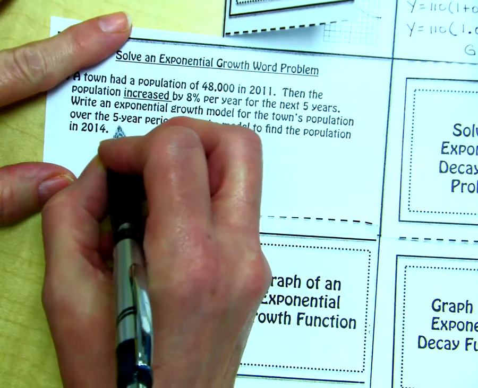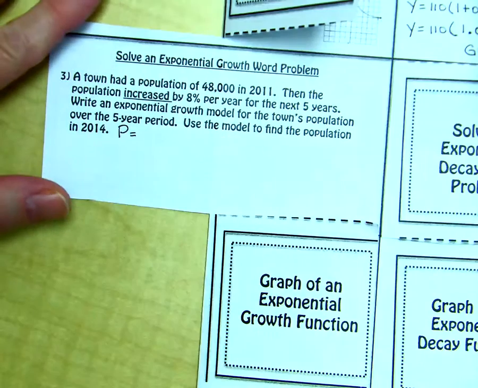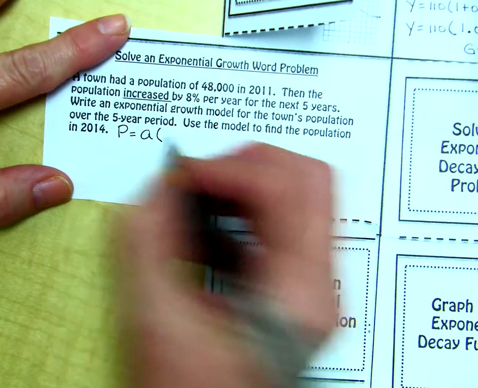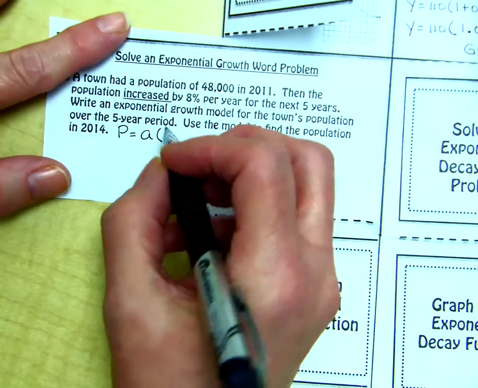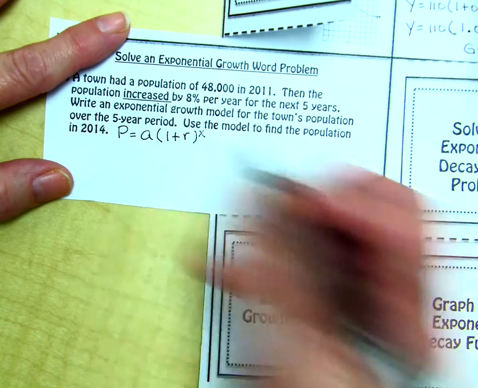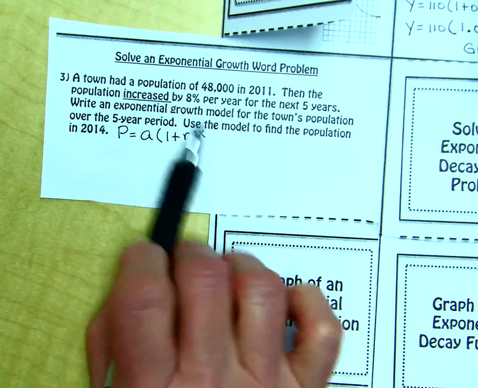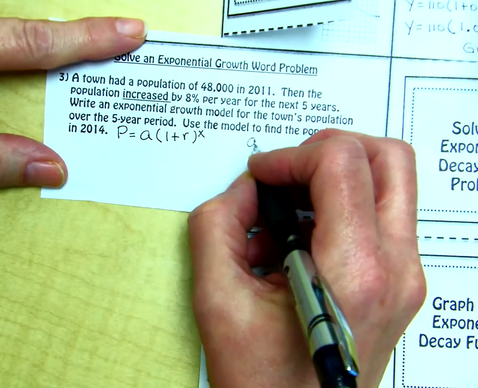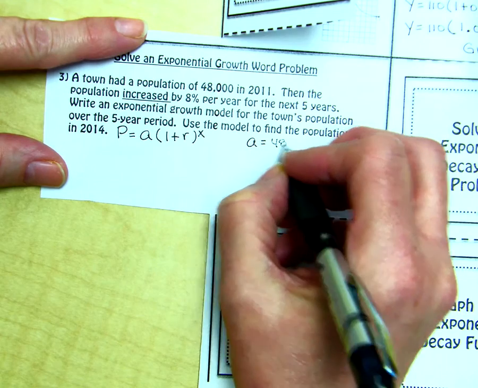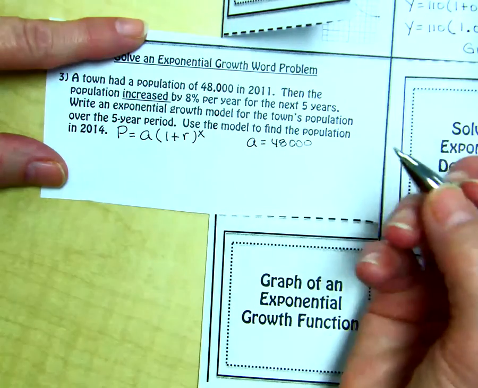So we're going to use P for our population, so that's like our y or our f of x, and that's going to equal A times, and since we're increasing, are we going to do 1 plus? Yes, we are. So here we have all of our pieces. So now we have to identify what A equals. That's our initial amount. That initial population was 48,000.